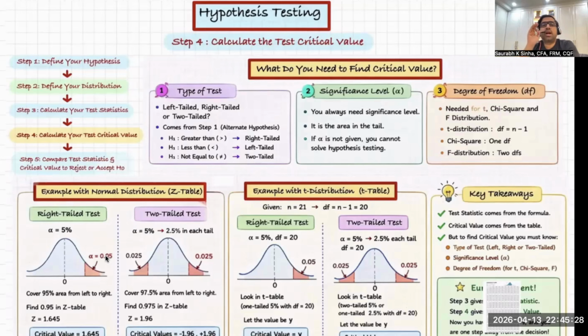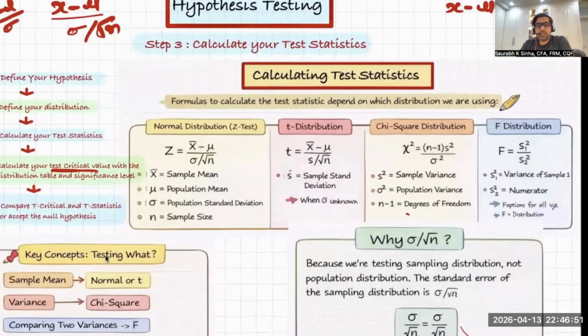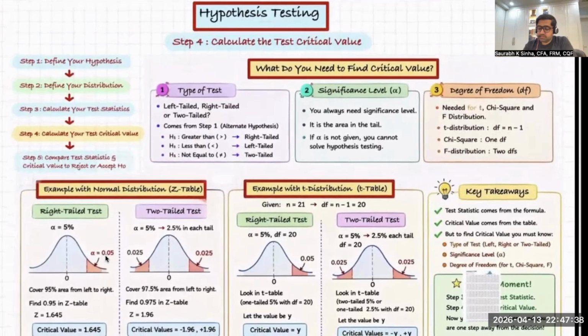Step 3 is to calculate test statistics, but it directly comes from the formula. That was our last session. If you're using normal distribution, use the Z formula. If you're using T distribution, use this formula. If you're using chi-square distribution, use this formula. If you're using F distribution, use this formula. So step 3, the test statistics, comes directly from the formula.